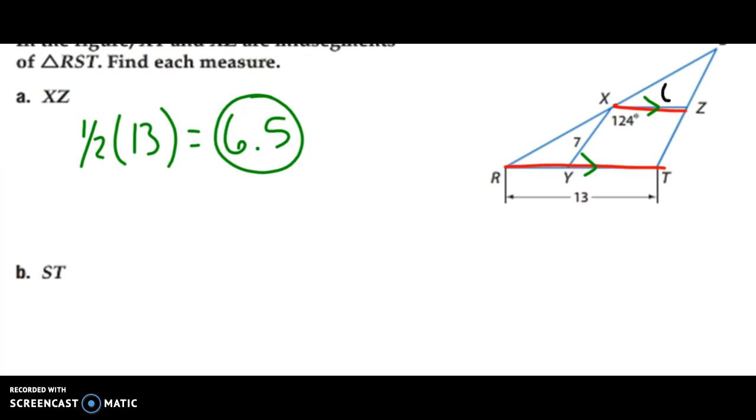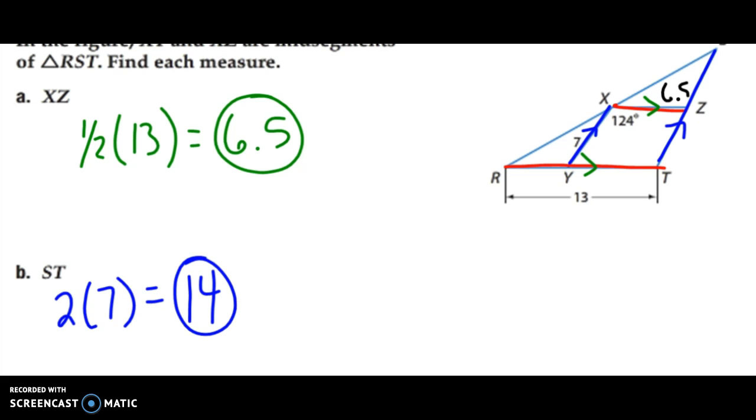I better write this in so I don't forget 6.5. Okay, now ST. If I know I'm looking for ST right here, well, I know that the mid segment right there is 7, and these are parallel lines, so it's going to be twice as long as 7. So I'm going to take 2 times 7, and that's going to be 14. So how long is ST? It's 14. I'll write that down. Might come in handy later.